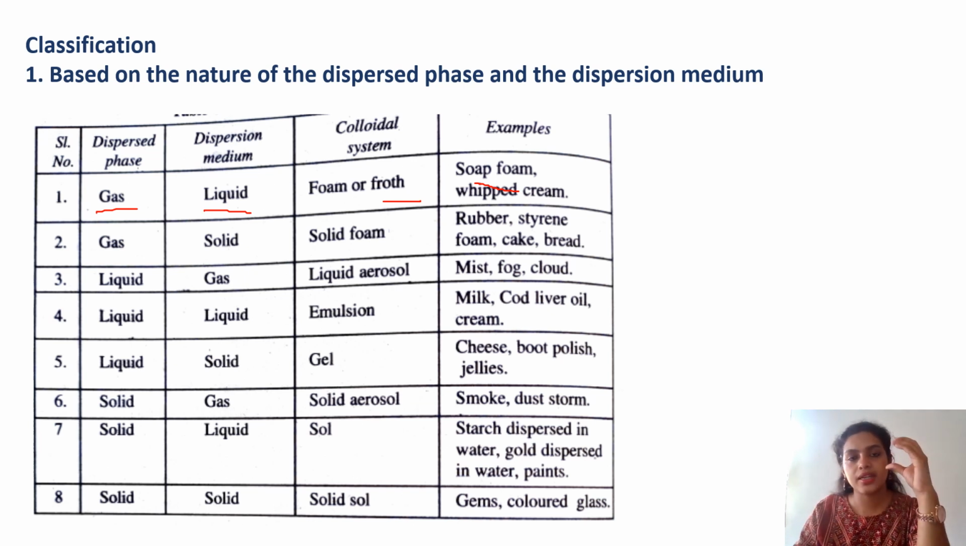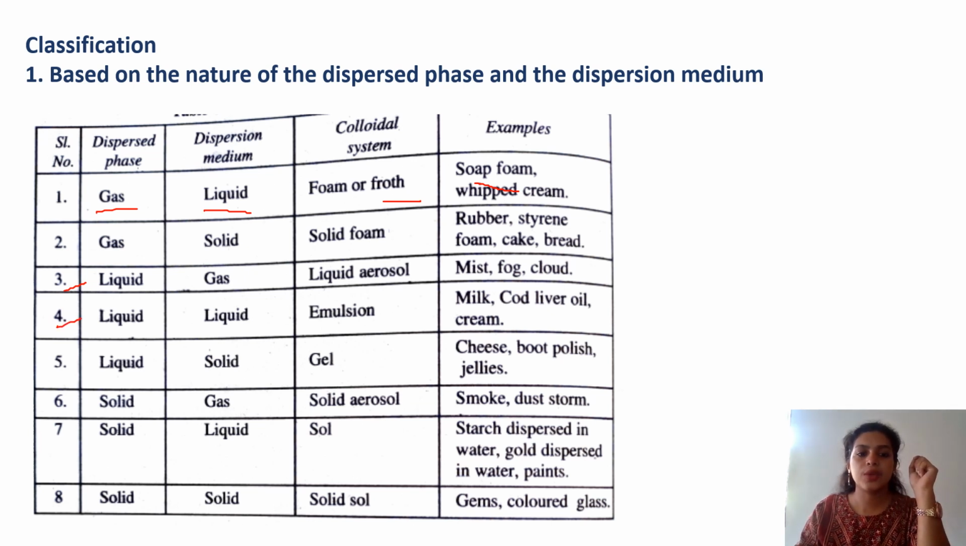Or the foam we use as a cushion, what we call rubber foam, that also comes under the category of solid foam. And the third one is liquid in gas. That's called liquid aerosol. The example is mist, fog and cloud. Clouds, we know, are water droplets. So technically it's a colloid and its name is liquid aerosol.